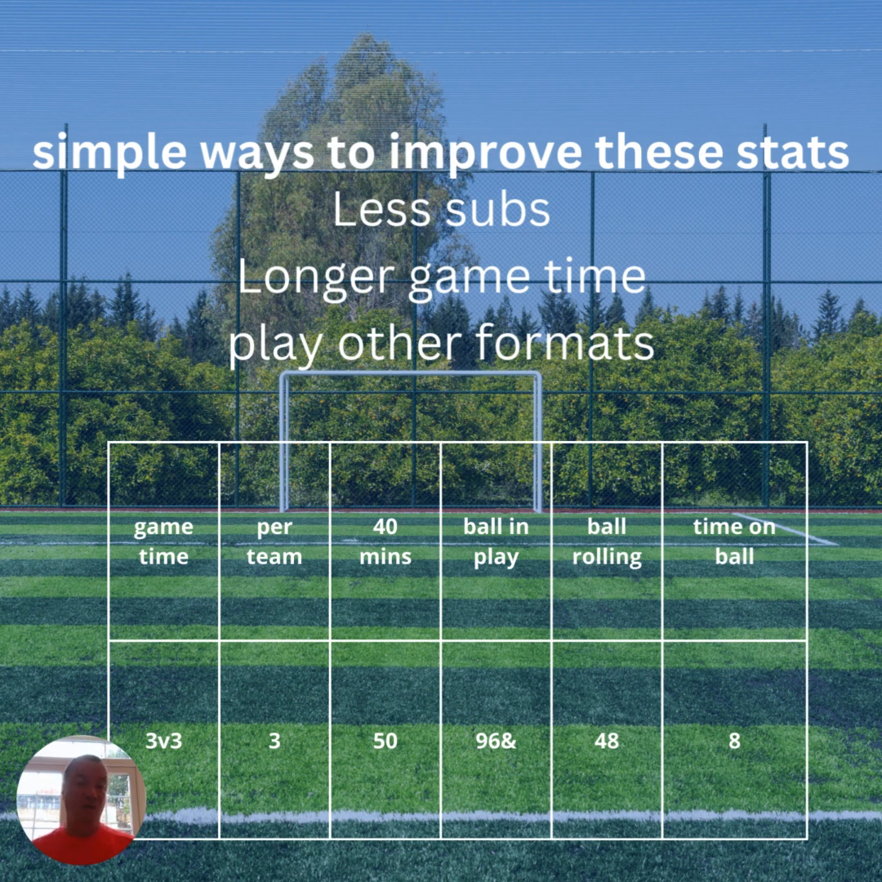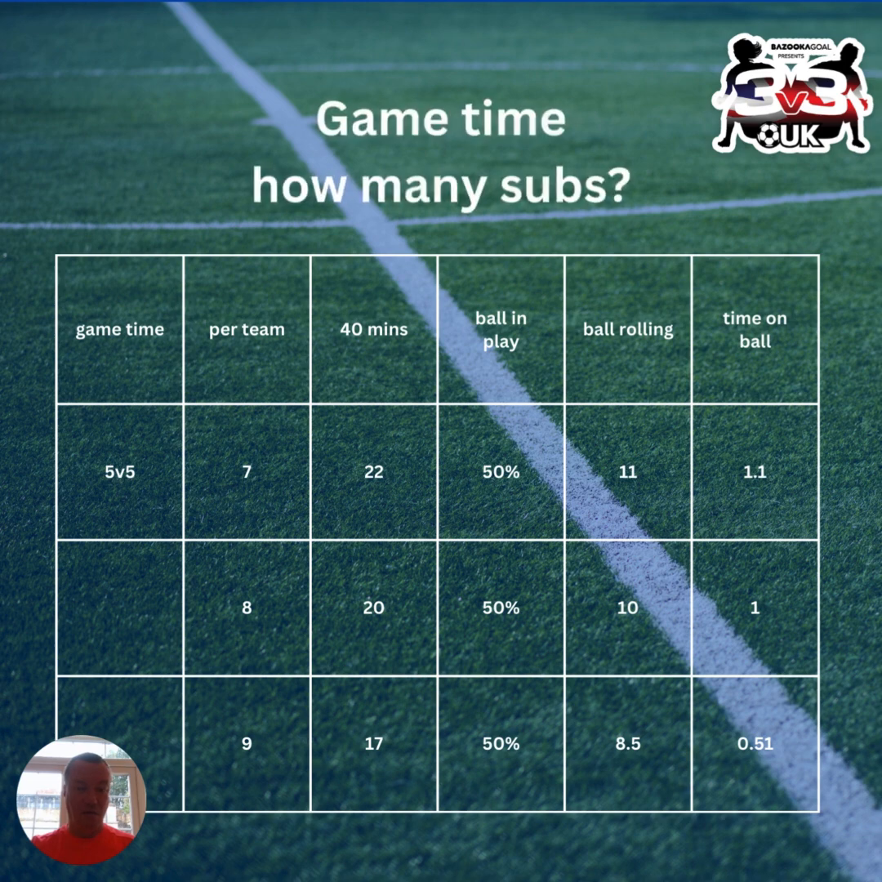Ball in play, using our air pitches. Again, from the stats we've done, the ball's in play 96% of the time. So that gives 48 minutes ball rolling time compared to, what did we say on one of the other slides? What was it?